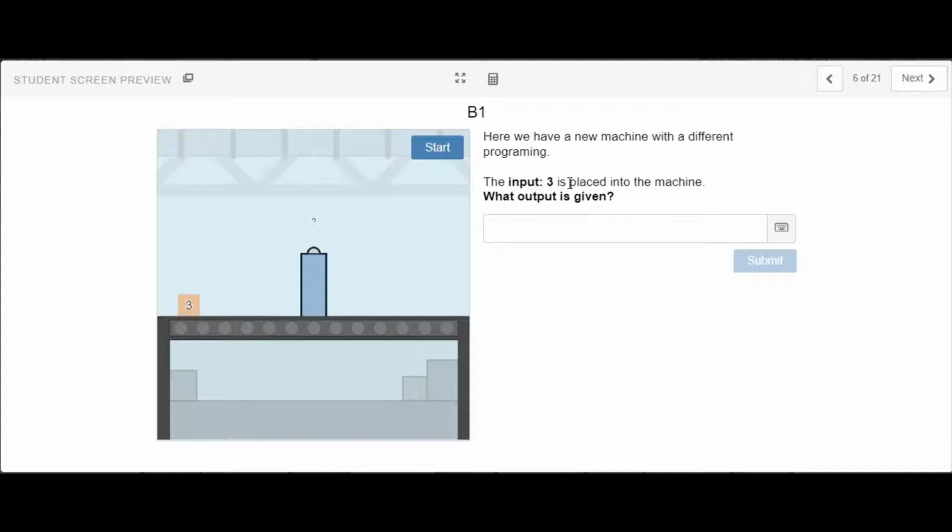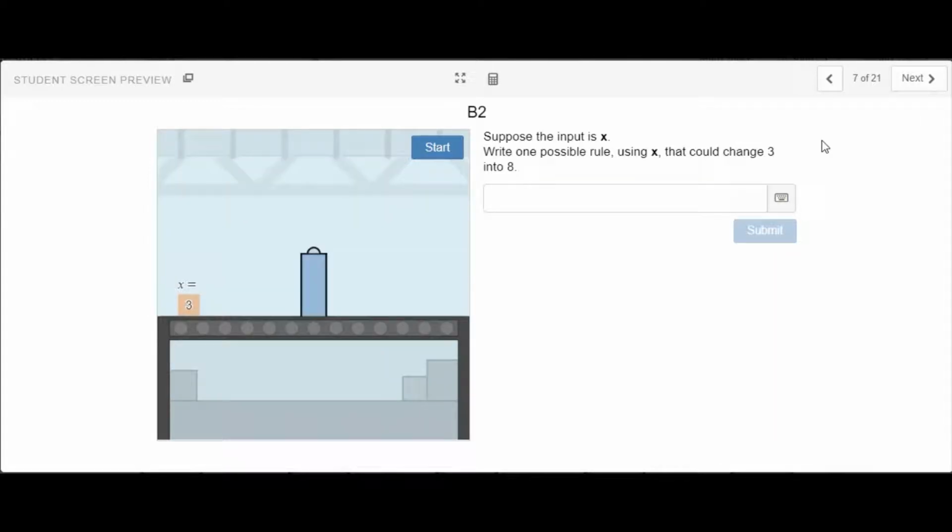Okay. So here we have a new program. It's going to do something different, so it's not going to double it. It's going to have a new programming, and we want to try to figure out what that is going to be. So here we have 3, so let's put 3 inside the machine. So again, 3 becomes 8, so it's probably not doubling that number. So we need to think about what can we do to 3 that would change it into 8. So write one possible rule using x that could change 3 into 8. So if x is what's going inside the machine, let's see, how can I change 3 to 8?